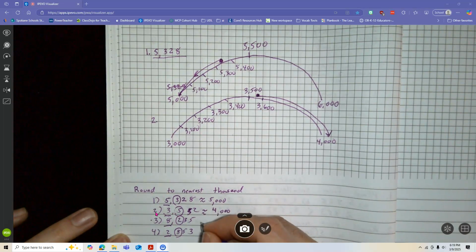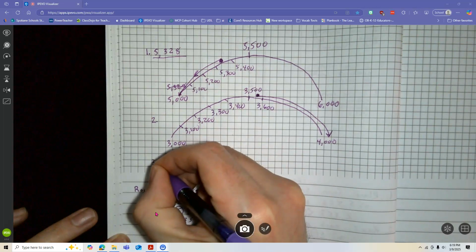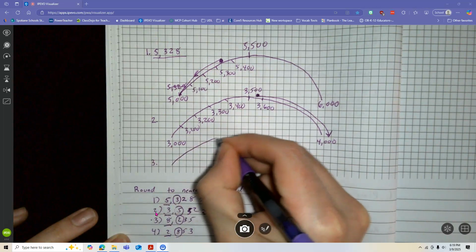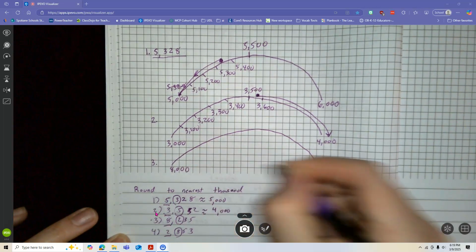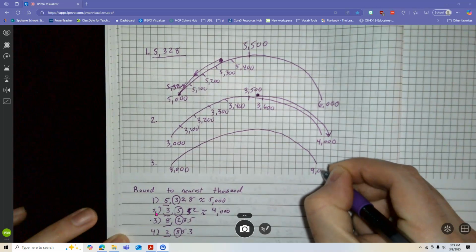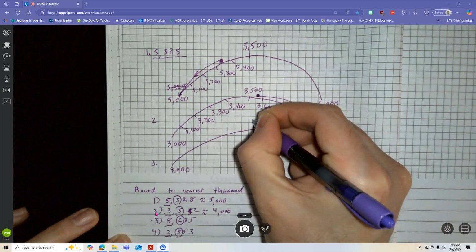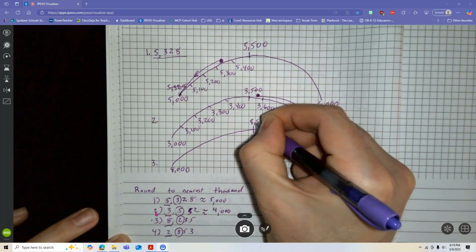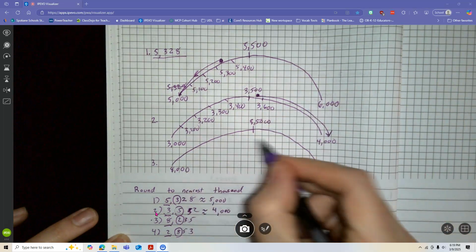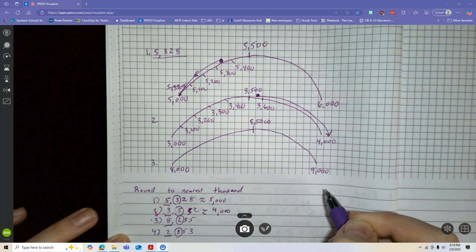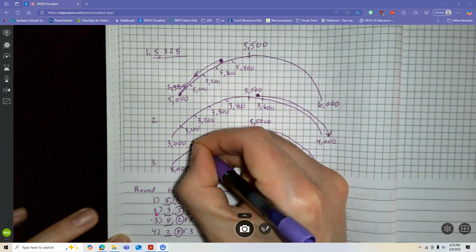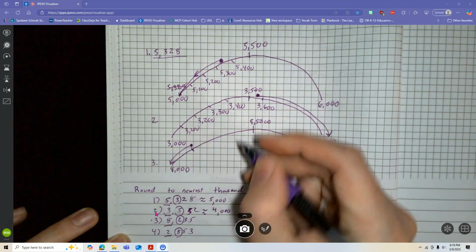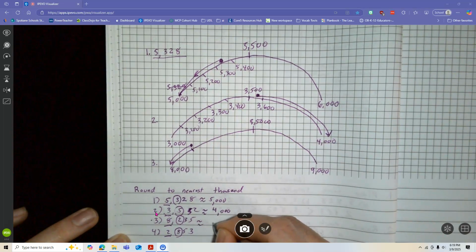Next we would take 8,200. So I'm going to put 8,000 here and 9,000 here and 8,500 here, because that's the halfway point between this. And where would 8,200 be? It will be about right here. So it would roll back down to 8,000.